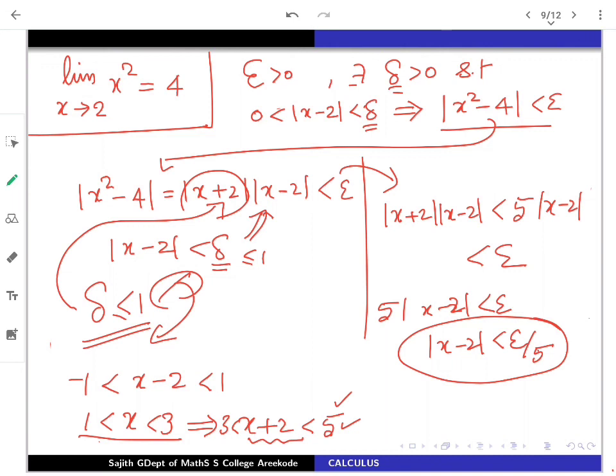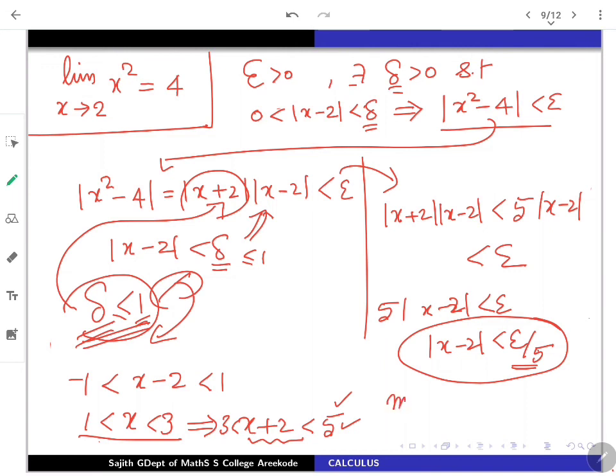But I had already assigned my delta, so it gives a suggestion here, not exactly epsilon by 5. I have already made an assumption that this condition holds whenever delta is less than or equal to 1. So what I am going to do is consider this epsilon by 5 and this one, and take the minimum. Then both will work.